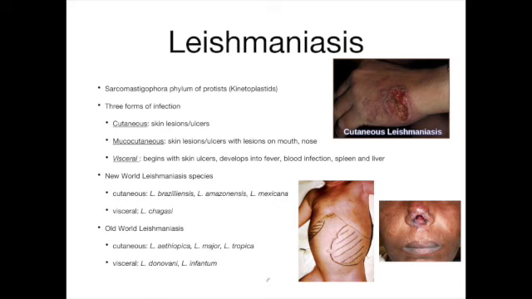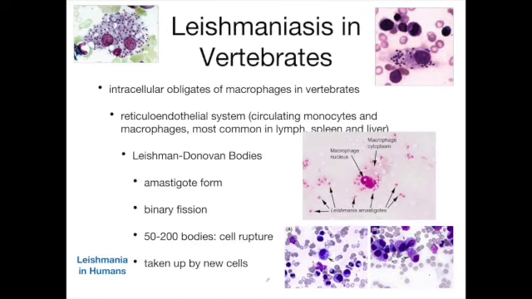In New World Leishmaniasis, cutaneous is caused by Leishmania brasiliensis, Leishmania amazonensis, and L. mexicana. And then the visceral is caused by L. chagasi, which is not associated with Chagas disease, by the way. And then we have the Old World Leishmaniasis, both cutaneous and visceral. I'm sure you can read the slide here on the different species, but we're going to be concerned mostly about the diseases. So Leishmaniasis in vertebrates is a pretty nasty disease. You can see I got a lot of pictures here, so we'll go over them in a minute.